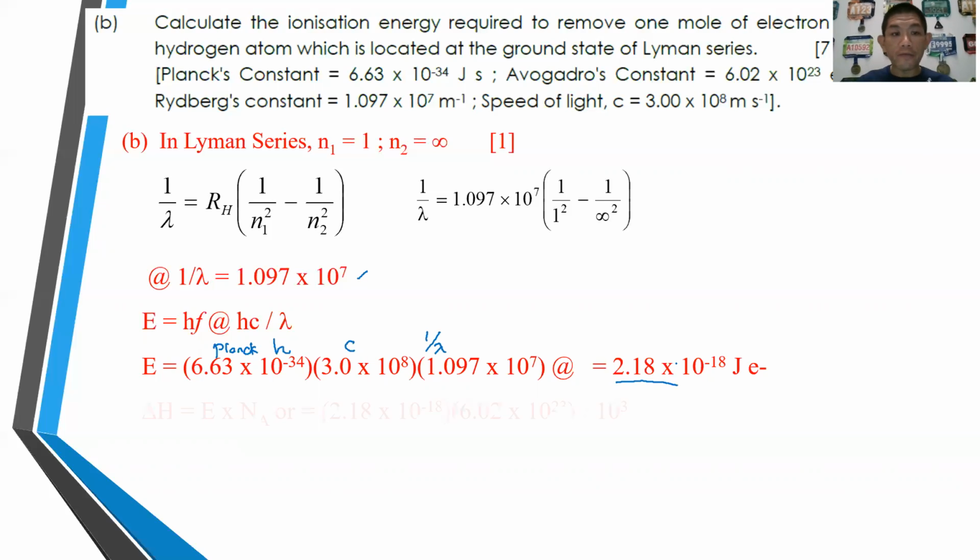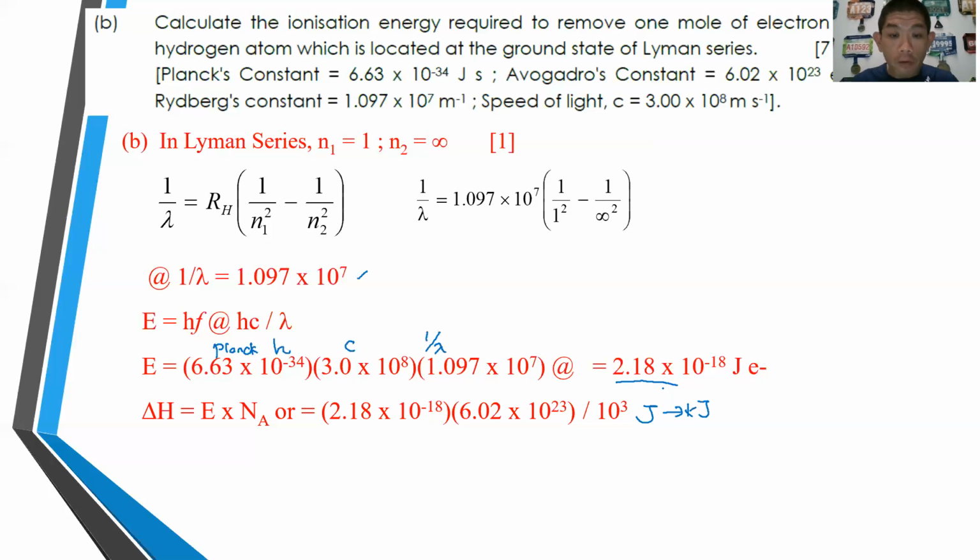Then followed by delta H is equal to the energy times the Avogadro constant. So you have 2.18 times 10 power negative 18 times 6.02 times 10 power 23. The purpose of dividing by 10 power of 3 is to change from joule to kilojoule. That means actually you don't really have to do this. You can leave it in standard form, or as joule per mole, also okay. So your delta H is equal to 1310 kilojoule in 3 significant figures, or you can also write it as 1.31 times 10 power of 6 joule mole minus 1.